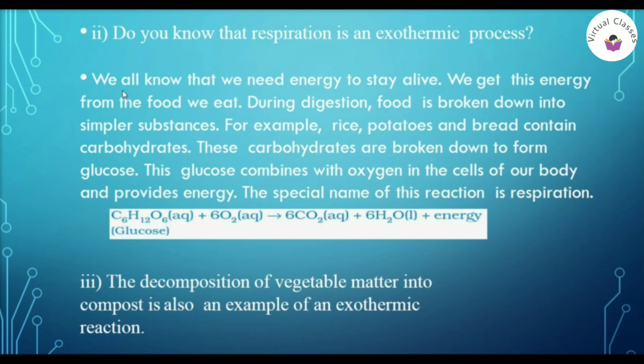We all know that we need energy to stay alive. We get this energy from the food we eat. During digestion, food is broken down into simpler substances. For example, rice, potatoes, and bread contain carbohydrates. These carbohydrates are broken down to form glucose. This glucose combines with oxygen in the cells of our body and provides energy. The special name of this reaction is respiration. Third, the decomposition of vegetable matter into compost is also an example of an exothermic reaction.